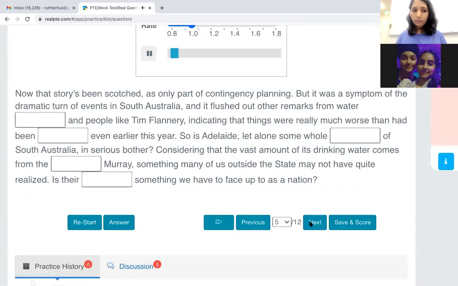Than thought. Now that story's been scotched as only part of contingency planning, but it was a symptom of the dramatic turn of events in South Australia, and it flushed out other remarks from water academics and people like Tim Flannery, indicating that things were really much worse than had been foreshadowed even earlier this year. So is Adelaide, let alone some whole regions of South Australia, in serious bother, considering that the vast majority of its drinking water comes from the beleaguered Murray, something many of us outside the state may not have quite realised? Is their predicament something we have to face up to as a nation?